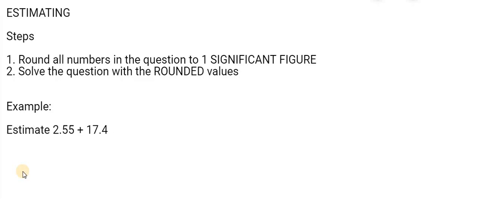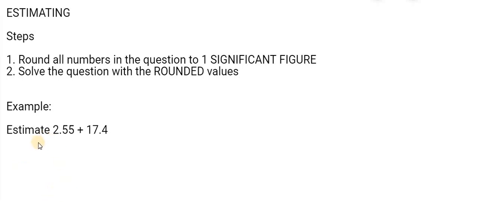Okay. So what we've got today is estimating. There are two simple rules to estimating: round every single number to one significant figure, and use those rounded numbers to solve the problem. This is important because if you're trying to estimate, you have to make sure that you're already good at rounding numbers to one significant figure and you understand that properly. Now I'm going to jump into an example straight away so you can see exactly how it's done.